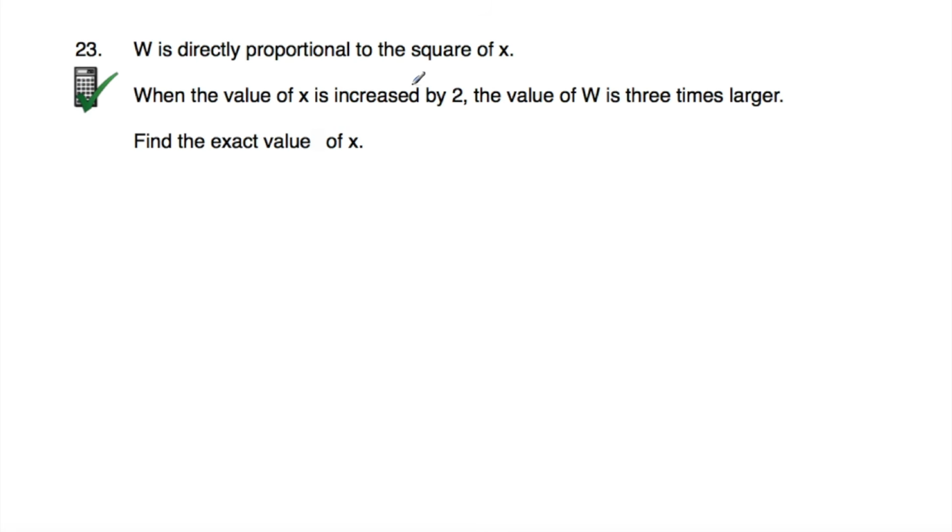W is directly proportional to the square of x. So let's write that relationship down. W is directly proportional to the square of x, or W is equal to kx squared. Okay, so we've got W is equal to k multiplied by x squared. Now we're told when the value of x increases by 2. So let's increase x by 2. So that'll be x plus 2, close brackets squared, and then times k.